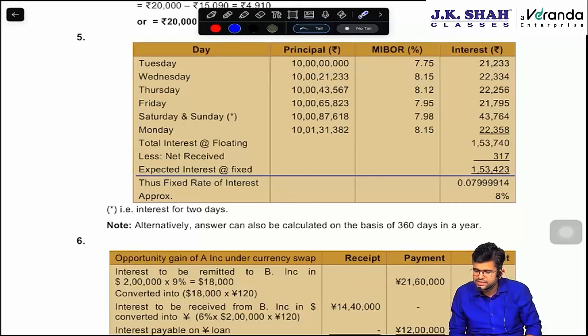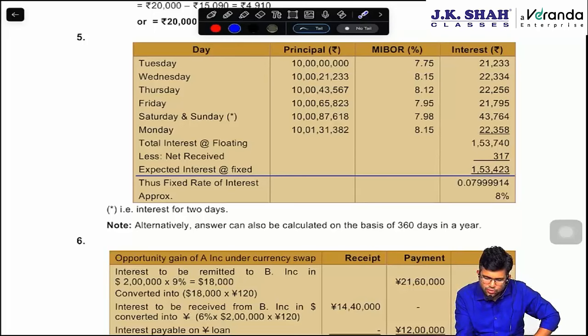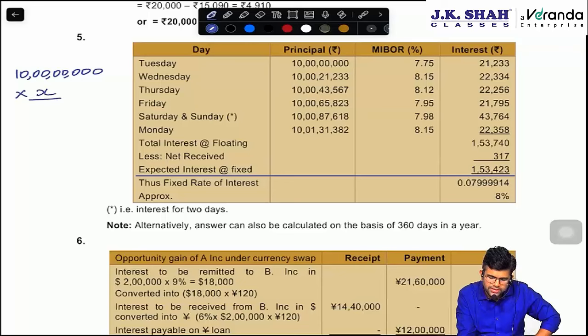Now the question arises that if I had to pay 153,423, what is the effective interest rate in the fixed leg that I must have committed to? Understood the question, what I'm trying to explain? Now what ICAI has done, it is saying, look, they have got 8%, this answer. I'll tell you how they must have got. 10 crore is there, 10 crore. I want to know what is the fixed interest rate. Everybody clear? What am I writing?